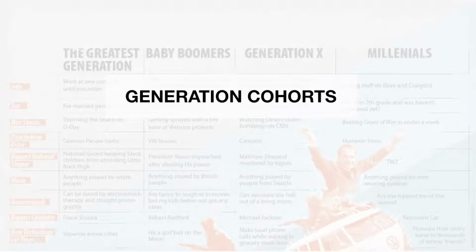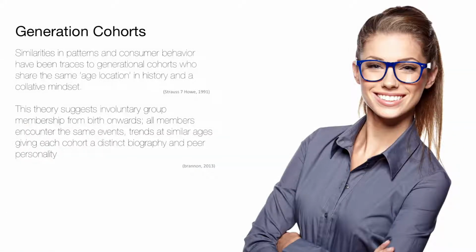Lastly, and probably the most common market research category used in the fashion industry, refers to generation cohorts. So let's look at these in a bit more detail. Generation cohorts. Similarities in patterns and consumer behaviour have been traced to generation cohorts who share the same age, location in history and a collective mindset. This theory suggests involuntary group membership from birth onwards. All members encounter the same events and trends at a similar age, giving each cohort a distinct biography and peer personality.